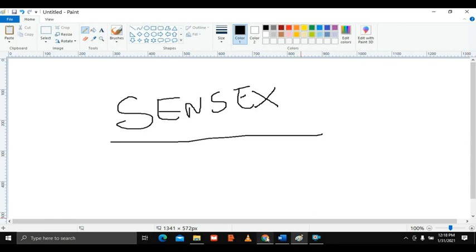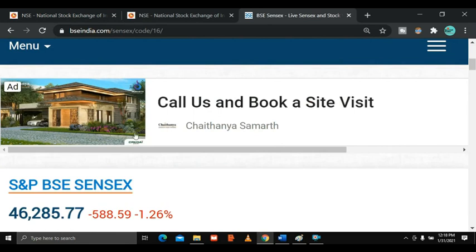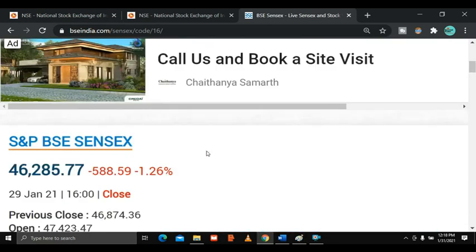As I told you, it is one of the indices in the Bombay Stock Exchange. Okay, so now what we'll do is go back to BSE right now. So here in BSE, this is Sensex, right?